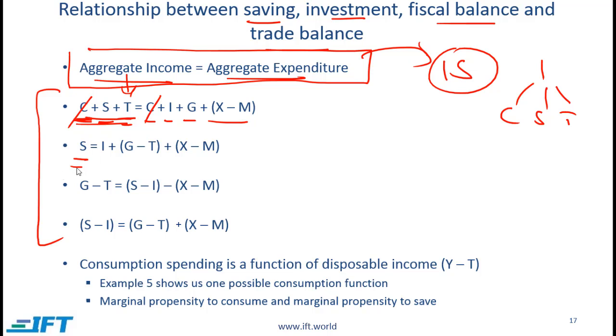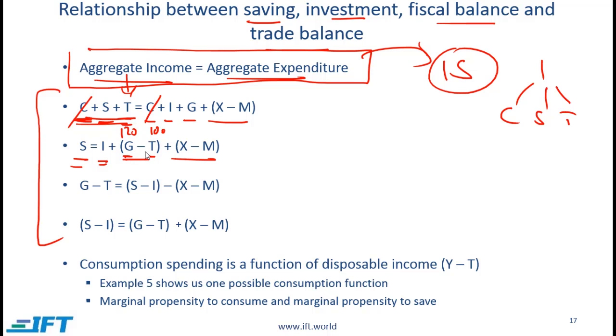If you keep S on the left-hand side, then we can say that savings equals investments plus G minus T plus X minus M. Why do we write it this way? Notice that G minus T represents the fiscal deficit. G represents government spending, T represents taxes. If government spending is 120 and taxes is 100, then 20 is the fiscal deficit.